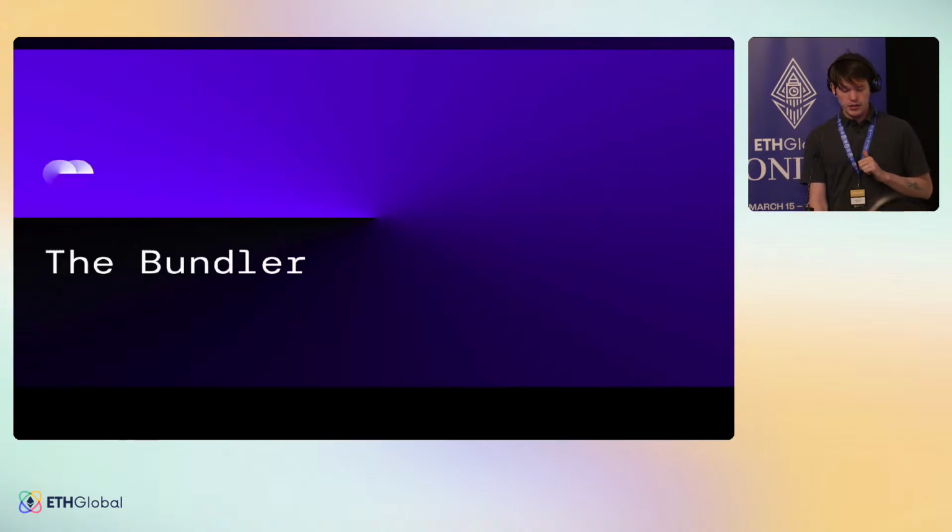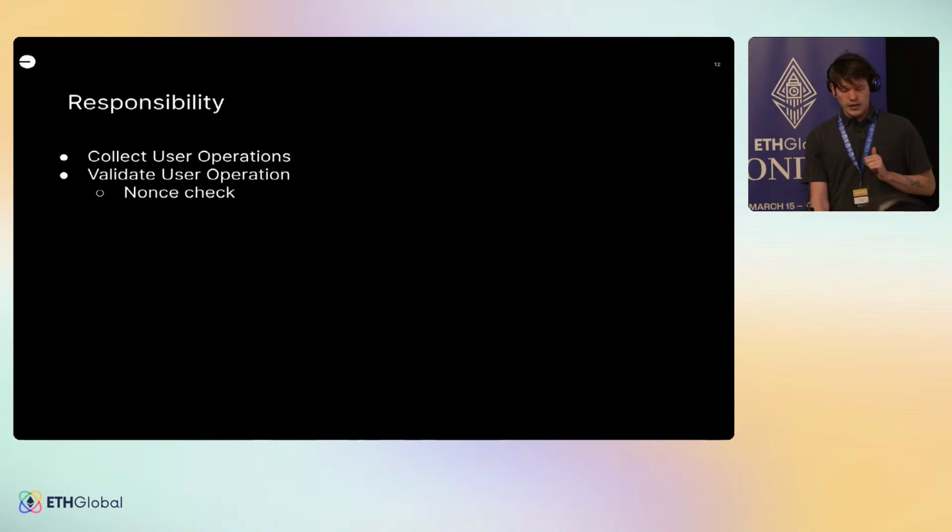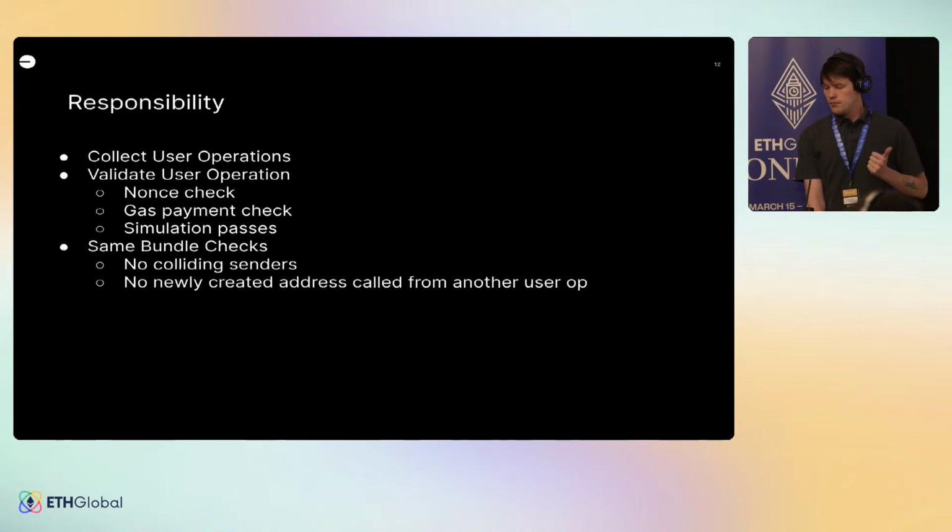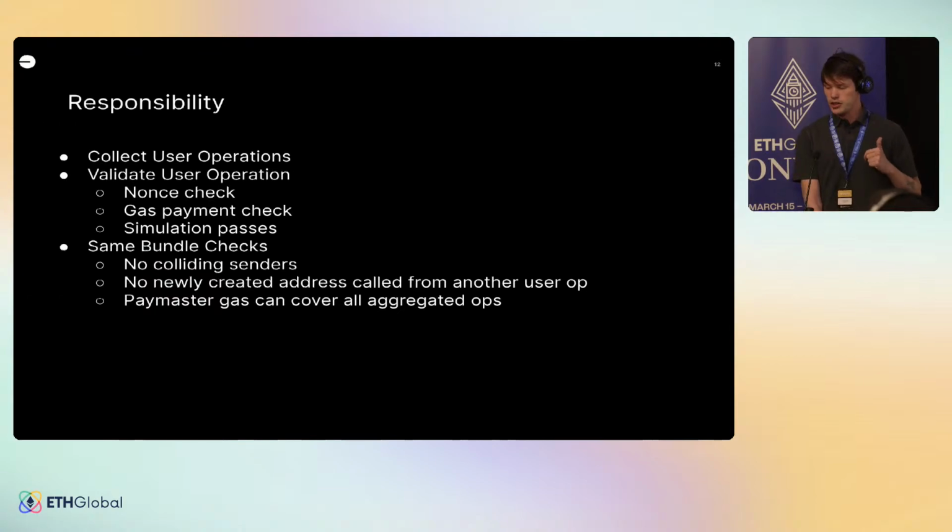Okay, so high level, the bundler. What it does is it collects those user operations, it validates them, so it's actually doing a debug simulation of your transaction. Some basic checks here of, hey, is this a valid thing? It also aggregates them at the paymaster level to say, hey, can this paymaster afford the 10 user ops in my bundle? It also does some things about how you can't call a smart contract that is getting deployed in the same bundle.